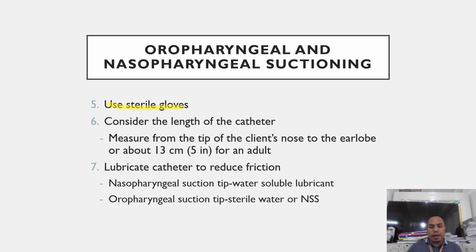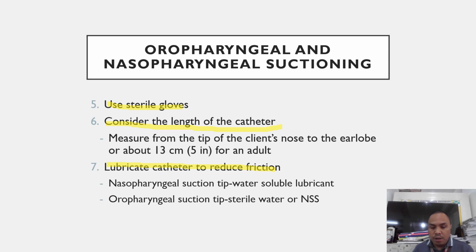Also consider the length of the catheter. It should be measured from the tip of the client's nose to the earlobe, or about 13 centimeters for an adult. Then we need to lubricate the catheter to reduce friction. Lubricate the catheter tip with sterile water, saline, or a water-soluble lubricant. The rationale is that this reduces friction and eases insertion.